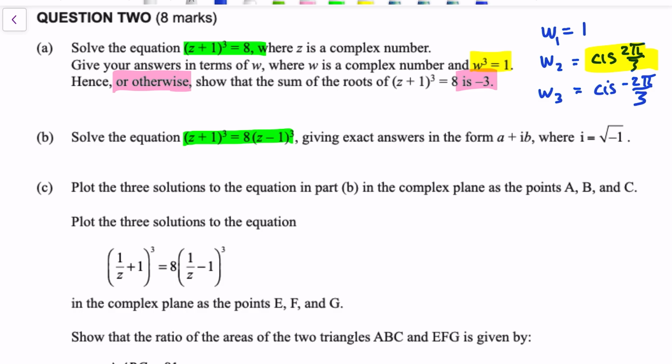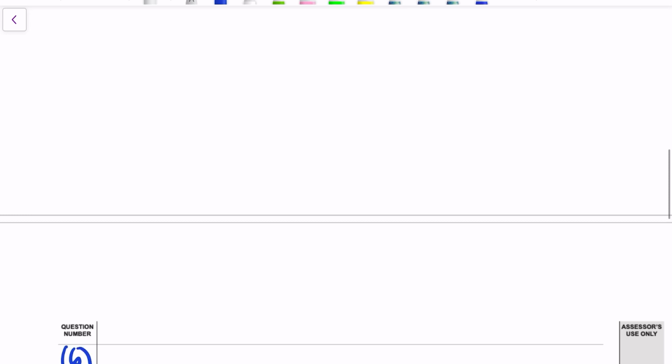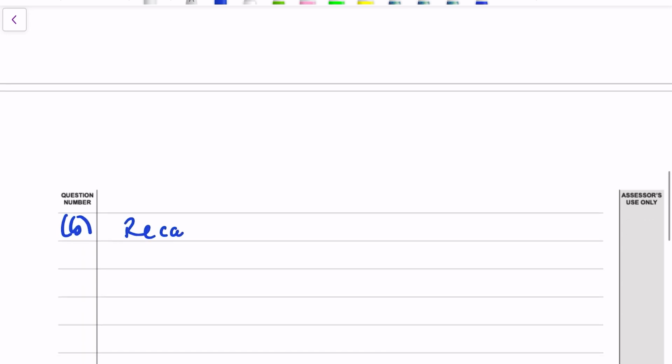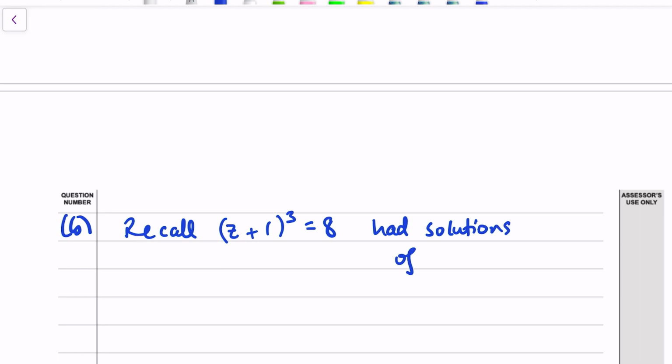The first one, z plus 1 cubed equals 8. So we recall z plus 1 all cubed equals 8 had solutions of z is equal to 1, z is equal to negative 2 plus root 3i, and z is equal to minus 2 minus root 3i.